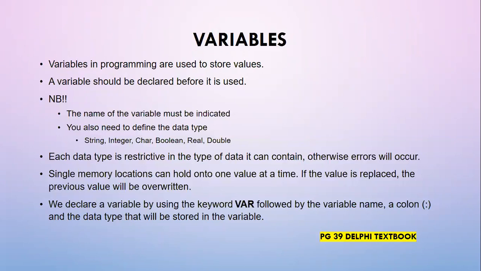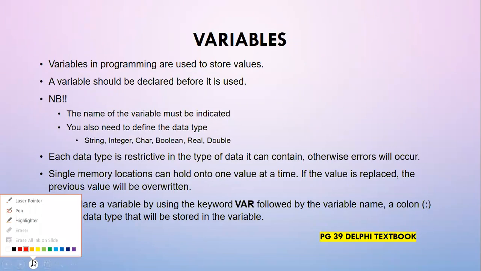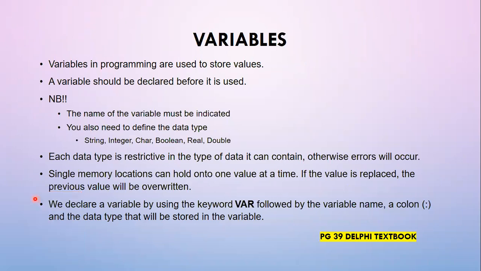So if I want to do something, I need to declare a variable. Variables in programming are used to store values. A variable goes into your RAM. It is temporary storage, so only as long as I'm using that variable is it going to keep that bit of memory. A variable should be declared before it is used.